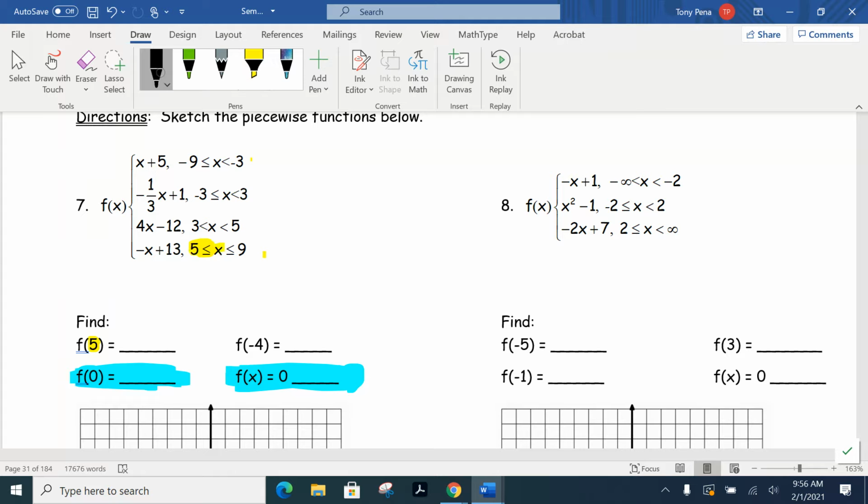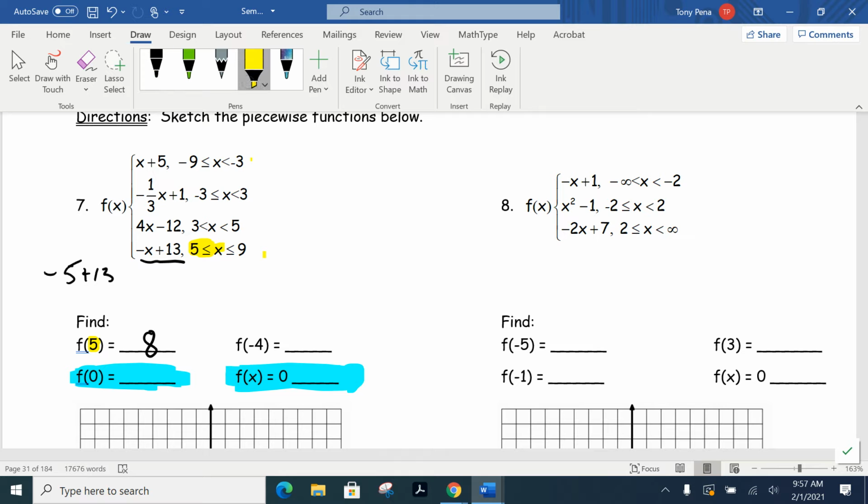So in order for us to evaluate this, we're going to take 5, plugging it in for this x. So instead of a negative x plus 13, since that's the function to use for 5, we're going to get rid of the x, and we're replacing it with a 5. So you should get a negative 5 plus 13, so that has a functional value of 8. Okay.